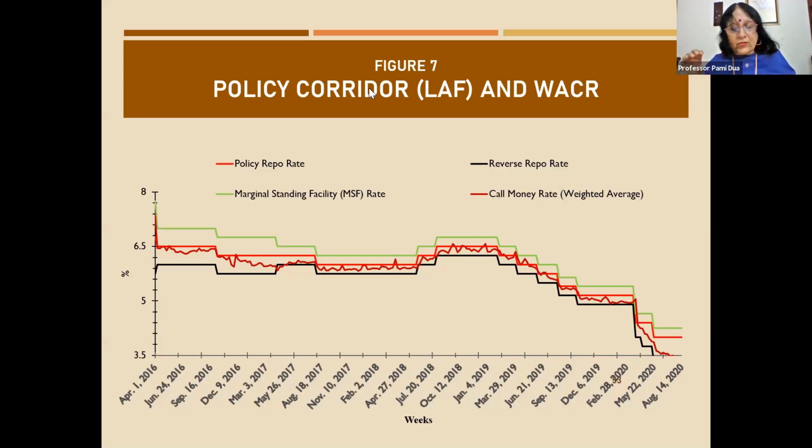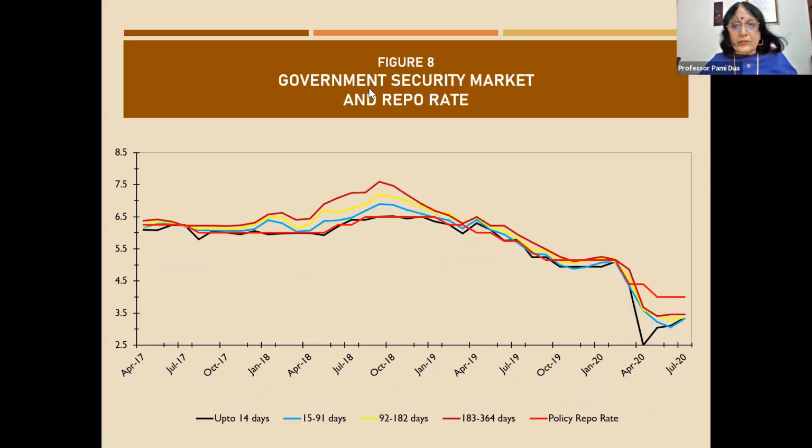Let me also say here for all the students that my paper has an appendix with definitions of all the variables that I am covering in this presentation. So you can look at my paper and understand each of these variables.